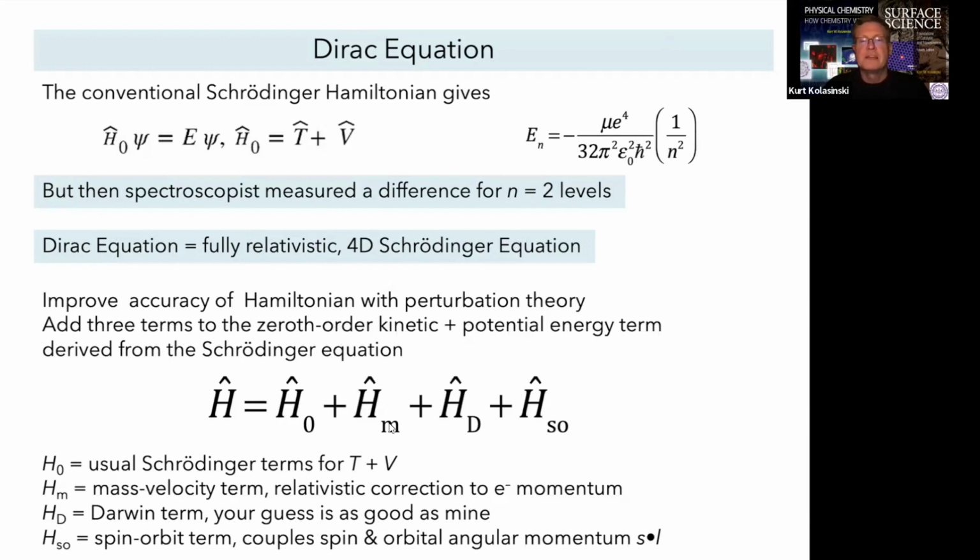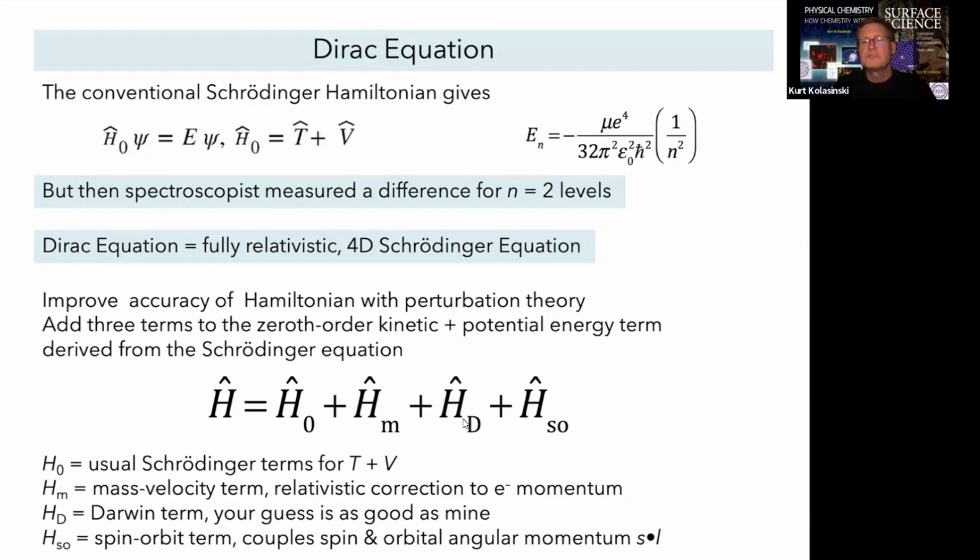This first term, H sub n, that's the mass velocity term. Oh yeah, in relativity, E equals mc squared. There's a relativistic correction to the momentum of the electron. So we understand that. Especially when the electron gets very close to the nucleus, its velocity is so high that it starts getting to be an appreciable fraction of the speed of light. Therefore, you get that relativistic correction to the electron's momentum.